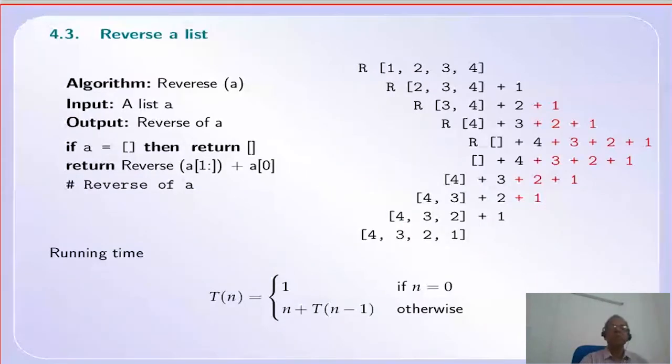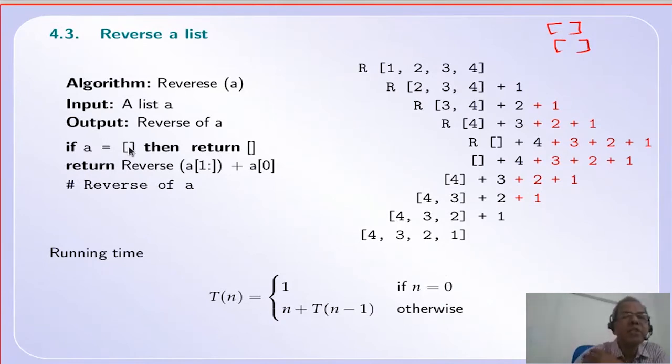Now let us go on to another problem. Reverse a list. Algorithm reverse a list A. Input is a list A. Output is the reverse of A. For example, if input is 1, 2, 3, 4, output should be 4, 3, 2, 1. Suppose input is empty, what should be the output? Empty.